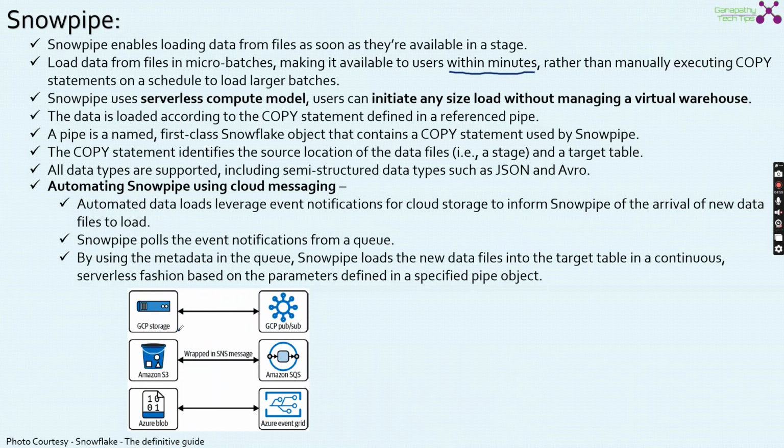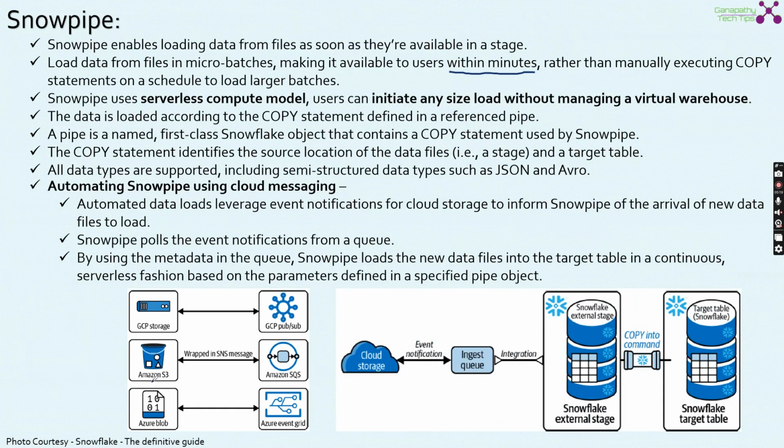Now you can see this diagram is pretty evident, we discussed it in greater detail as well. So the data is landed in GCP storage, then you can utilize GCP PubSub. Once the data is landed into Amazon S3, we can wrap it in the SNS message, and then we can trigger the SQS queue. Similarly, in the Azure blob, you can trigger the Azure event grid. Now completing this diagram using this automated Snowpipe, here is the complete end-to-end diagram.